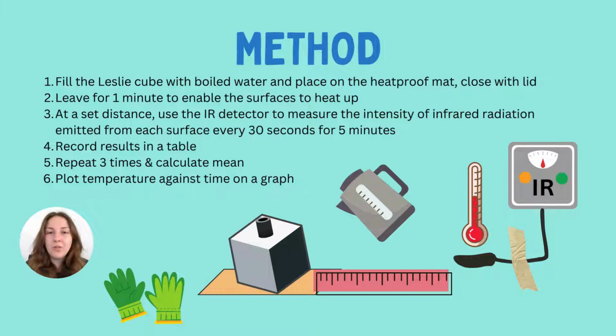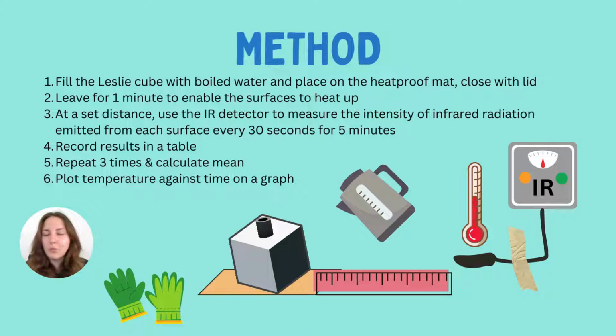So, in terms of the method itself, the first thing you want to do is fill the Leslie cube with boiled water and place it on a heatproof mat, closing the lid afterwards. Because the Leslie cube is a given set volume, you don't need to be too specific in how much water to fill it to. Just make sure it's fully filled.